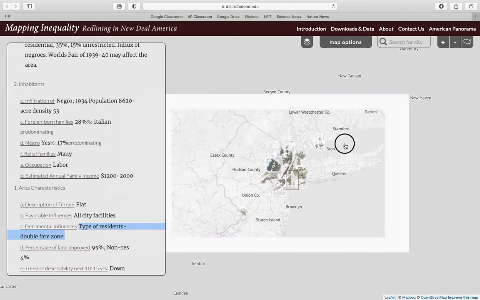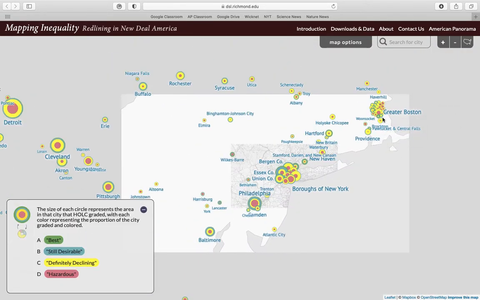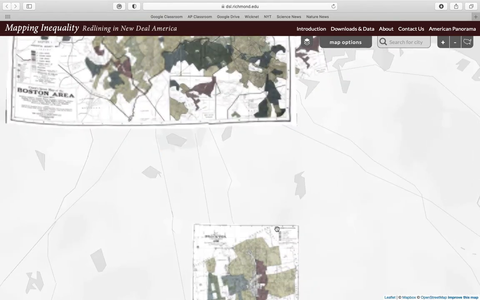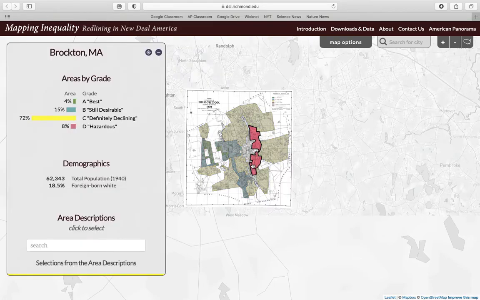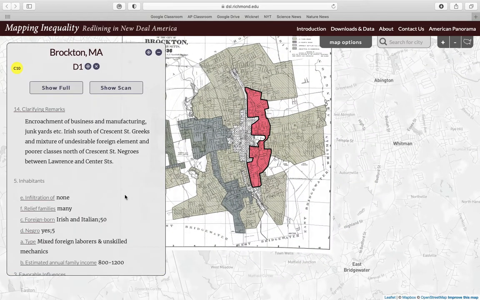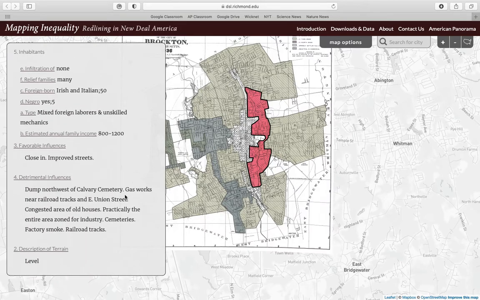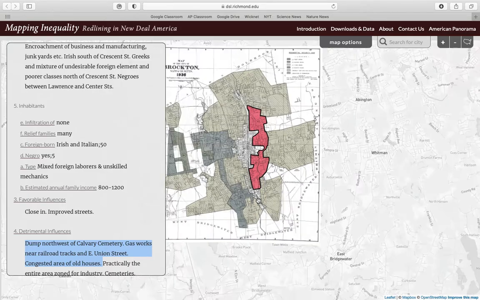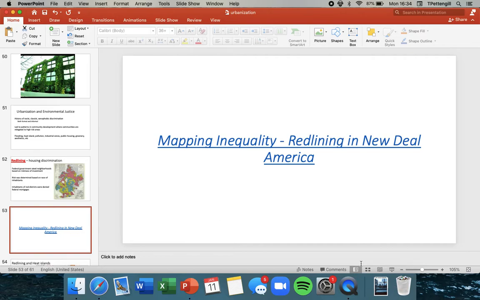I want to show you another example. And you'll use this website when we work on a project in class. This is Brockton, Massachusetts. And this red district, if you take a look, detrimental influences. Dump northwest of Calvary Cemetery, gasworks near railroad tracks in East Union Street, congested area of old houses, factory smoke, railroad tracks. So they, again, documenting not only the people who are living there, but the types of activities that are going on there. Let's get back to the slides here.